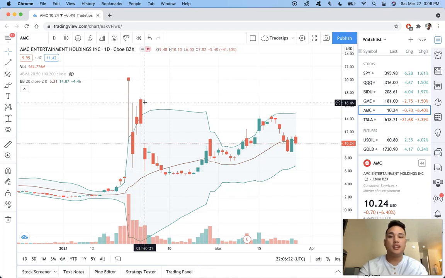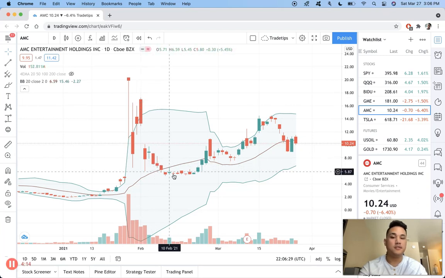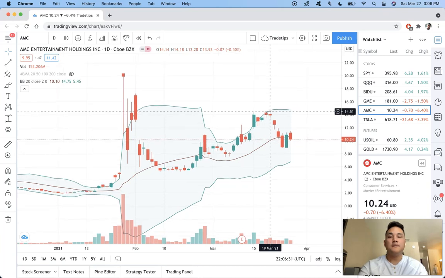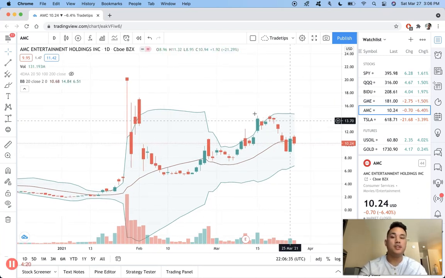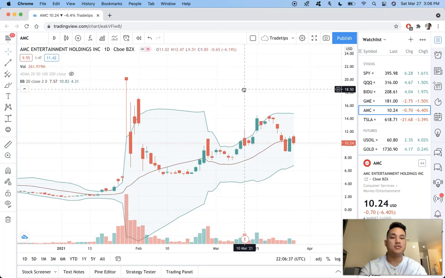Had you even just got it in here in the 16s to go short, you still would have made money as it went from 16 all the way down to even $7 or $6. And so that could have been another 2 or 3 day trade for you if you wanted to use the Bollinger Bands in such a way.